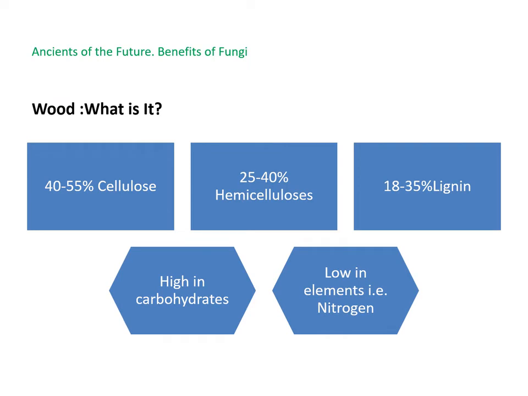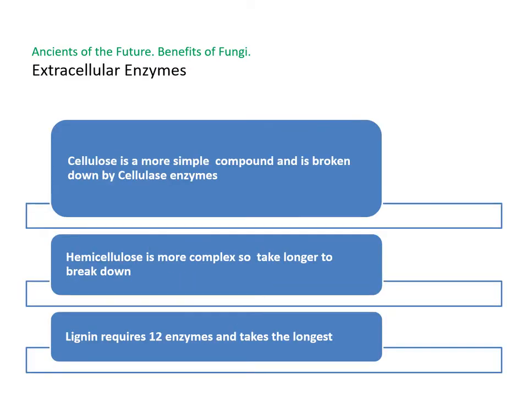So looking at wood and what it is and how it rots, we had to break it down into the three main parts, which are mostly cellulose, hemicellulose, and the smaller part, 18 to 35%, is lignin, which is a very hard, indigestible material. They're high in carbohydrates but low in nitrogen.